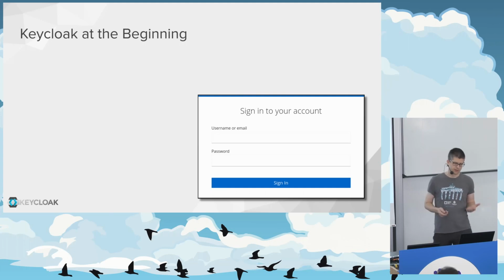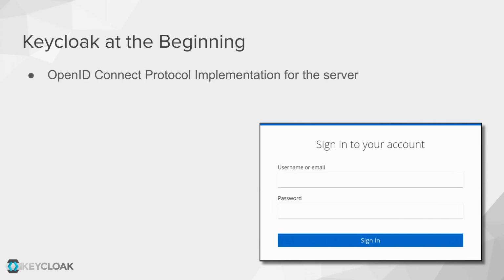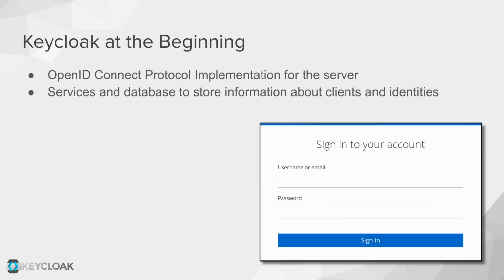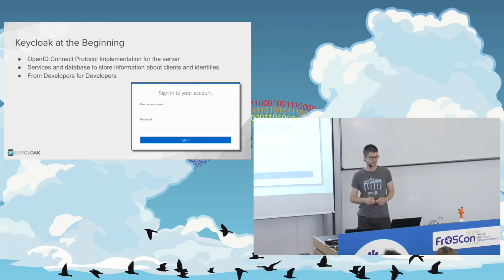In the beginning, more than 10 years ago, Keycloak was all about getting a login screen there for users and handling those user credentials. The first thing it implemented was OpenID Connect, which was new at the time, plus services to store information about users, clients and identities in a database, and a REST API. It was built by developers for developers, and I believe that's still true with today's Keycloak, so that if you're a developer, you find great ways of integrating it with your applications.